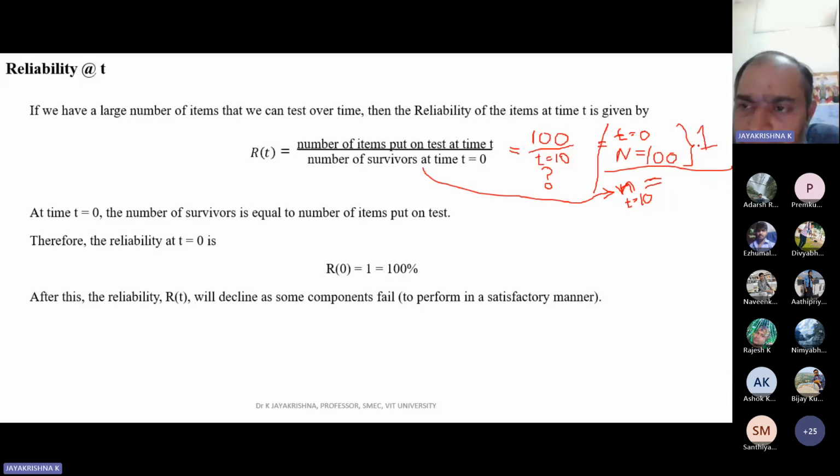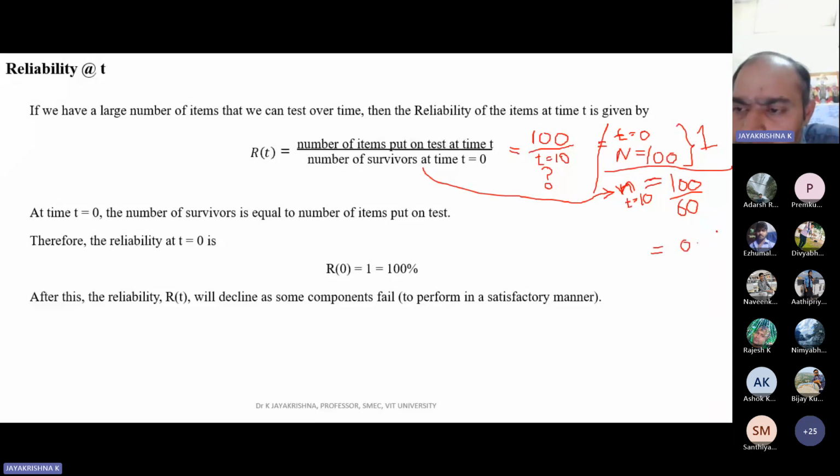But after 10 hours, you put 100 components. Out of this 100 components, let's assume that only 60 components survive. Now what is the reliability? After 10 hours, only 60 components survived, 40 components failed. 0.6, sir. 0.6, right? So that is what we call reliability.